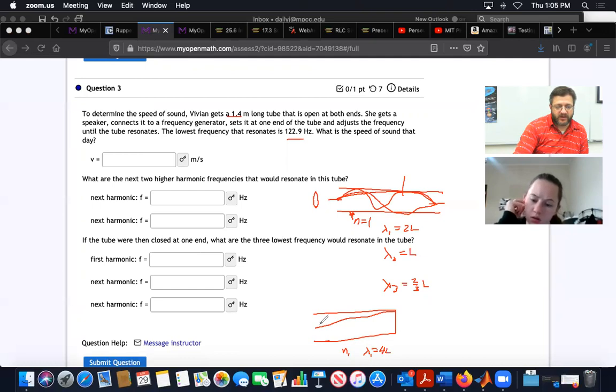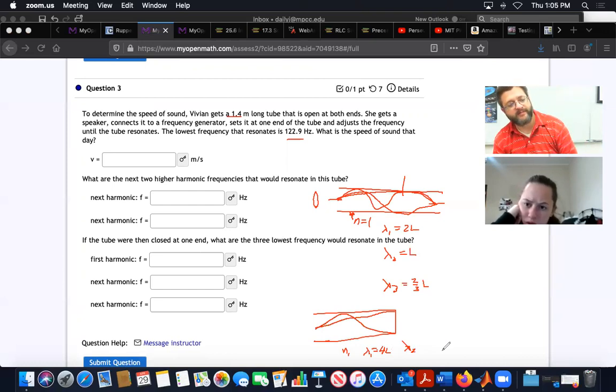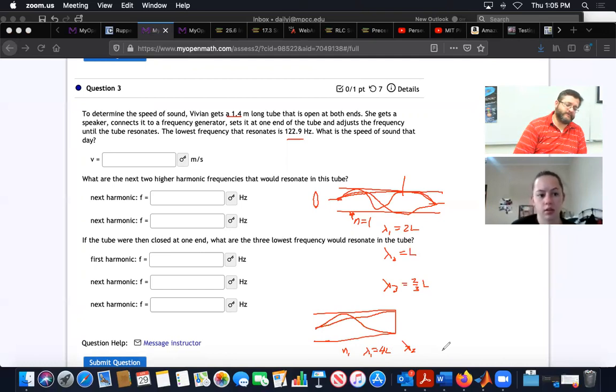And then the next one, you can go to this one here, like that. And that's 3/4 of a wave fitting into the tube. So you have to take 1/4 more of the tube's length, and you can calculate these again using the equations. Makes sense?